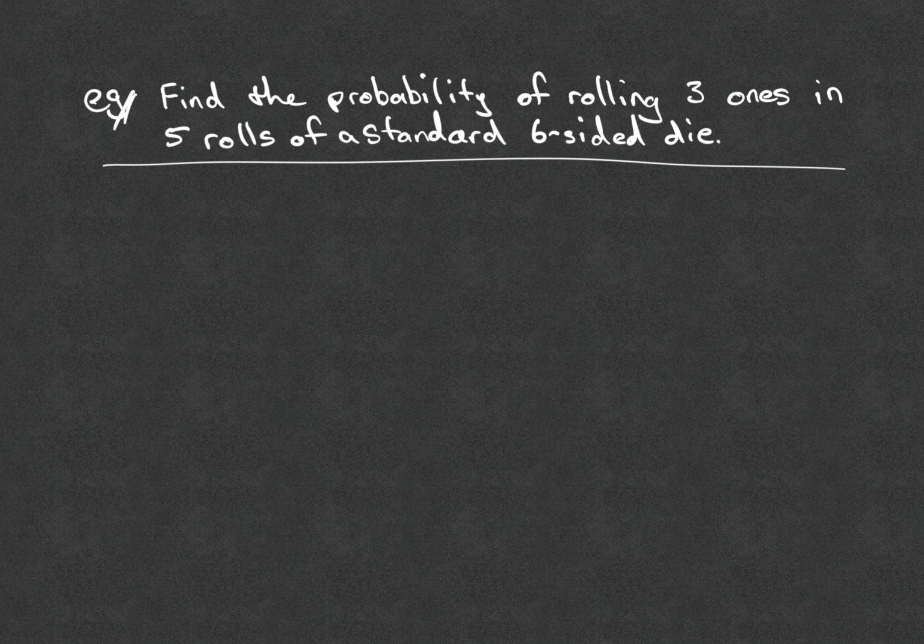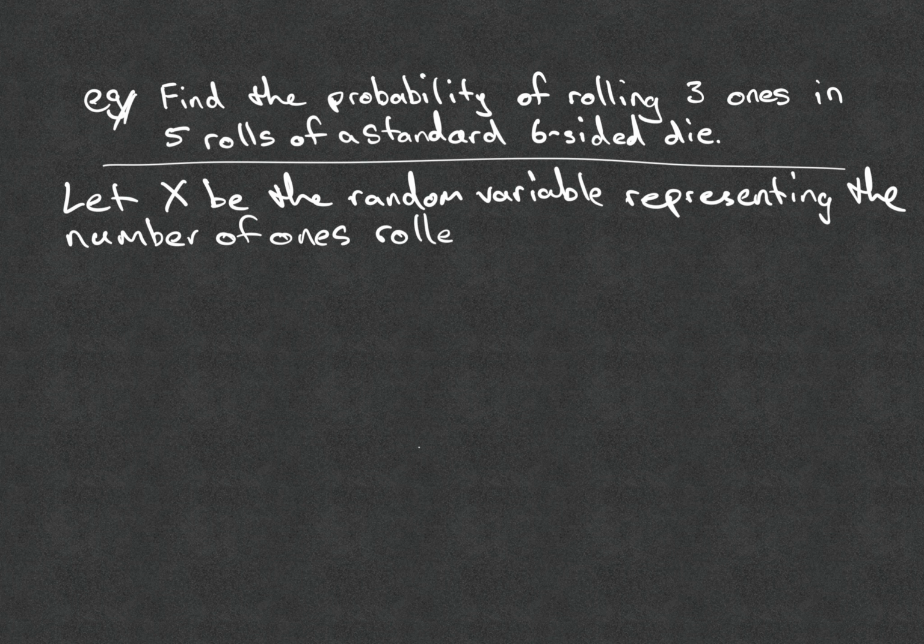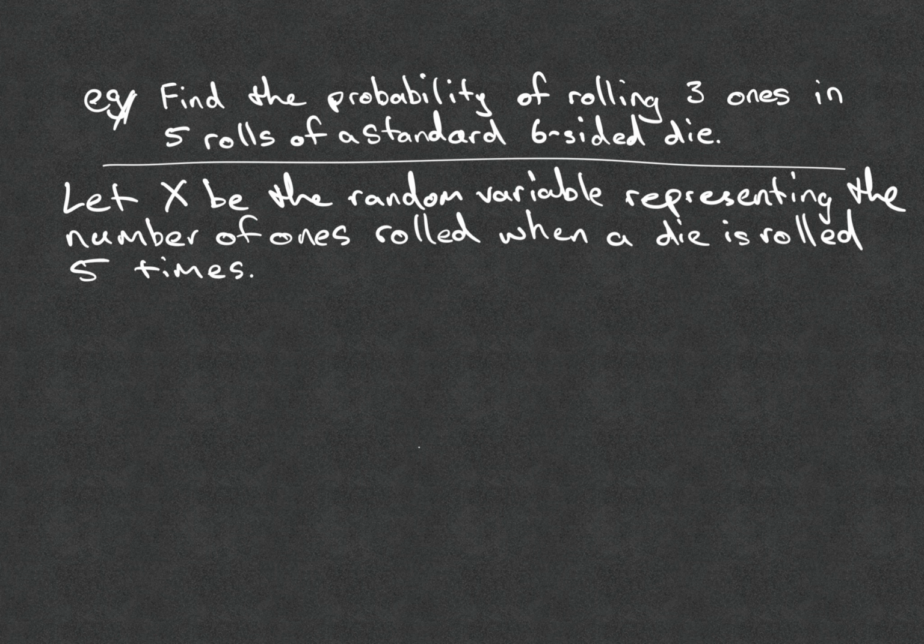Okay, so the first thing I want to do is to set myself up. I'm going to define my variable. So I'm going to say let capital X be the random variable representing the number of ones that are rolled when a die is rolled 5 times. Okay, it's a bit of writing, but it's just setting the problem up so that we've got some notation and we understand what we're talking about.